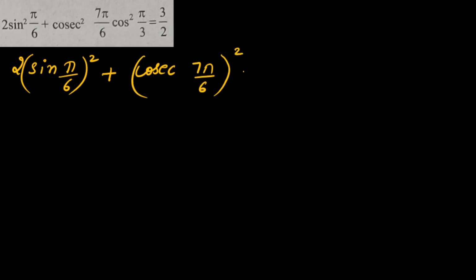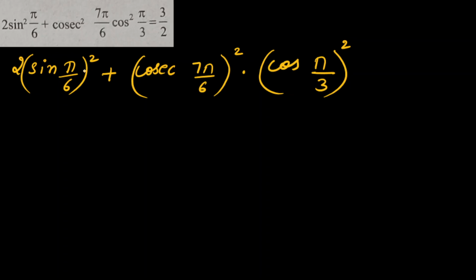It's given to us 2 sine square. Same, square on the trigonometric function means whole square. So it is 2 sine pi by 6 whole square. Plus, I'm just working out the left side, cosecant 7 pi by 6 whole square. Into, here no sign, no mathematical operation, that means multiplication is there. So this is cos pi by 3 whole square. If square is there, this is whole square. We have to solve this, and the answer should equal 3 by 2.